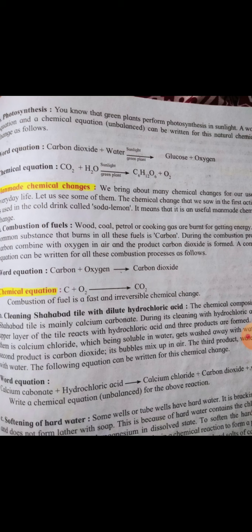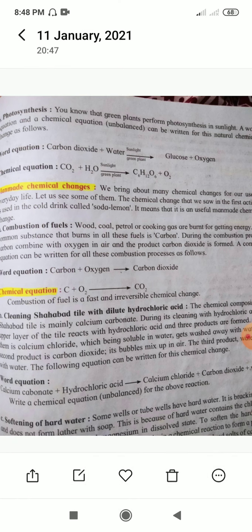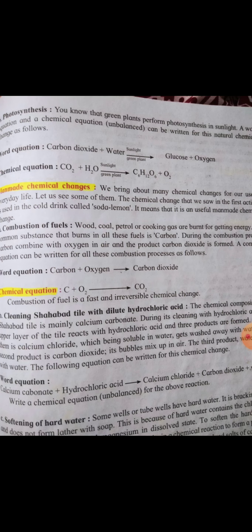Word equation: carbon dioxide with the help of water in the presence of sunlight and a green plant, they produce glucose and oxygen. And for that the chemical equation is CO2, means carbon dioxide, H2O, water, in the presence of sunlight and green plant, it gives glucose C6H12O6, and the oxygen is O2.